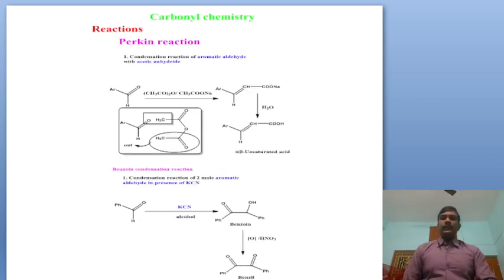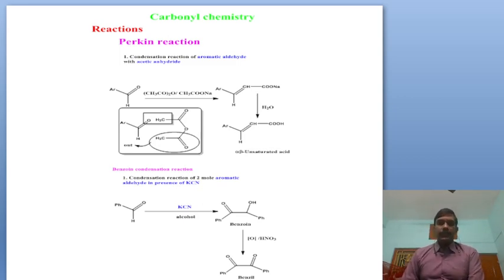Next we come to the Perkin reaction. Here also carbonyl compounds, aromatic carbonyl compounds, are involved. Here an aromatic aldehyde in the presence of acetic anhydride and sodium acetate as a base will give an alpha beta unsaturated carboxylic acid compound.